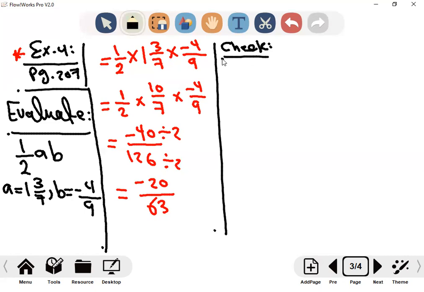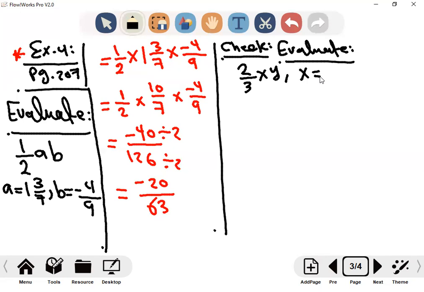Check after this example, we had to evaluate 2 over 3 x y, given that x is equal to negative 3 and 1 over 6, y is equal to negative 5 and 1 over 4.